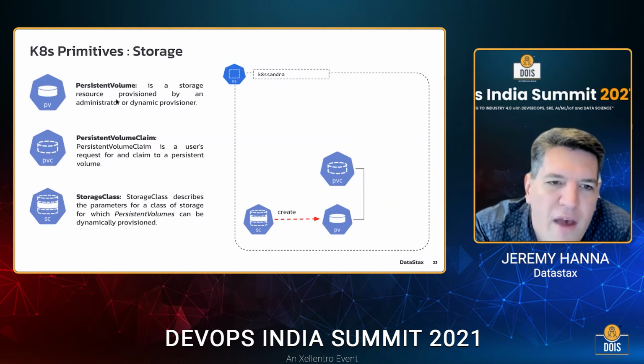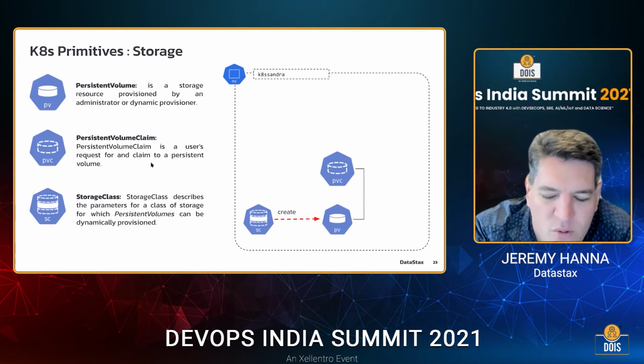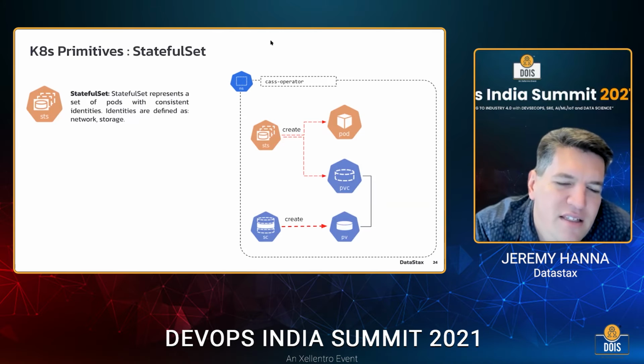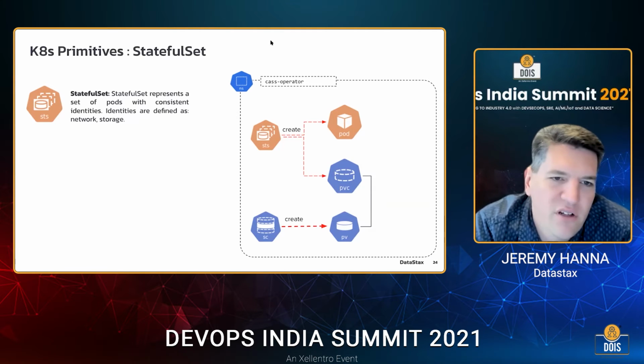But you have the concept of a persistent volume and a persistent volume claim and a storage class. And that gets into whatever Kubernetes engine you're running. You can have a local persistent volume, you could have EBS or the Google volumes. And then you have a stateful set that creates and manages that. So the stateful set represents a set of pods with consistent identities. Identities are defined as network and storage. And so the stateful sets will represent a node, in our case, of the Cassandra cluster.